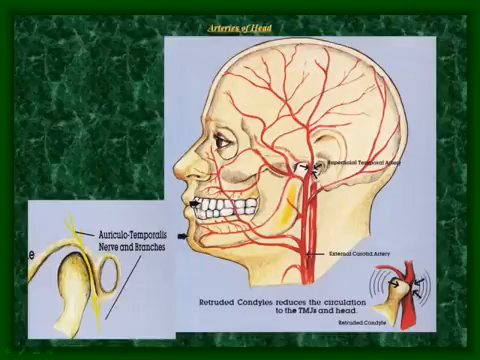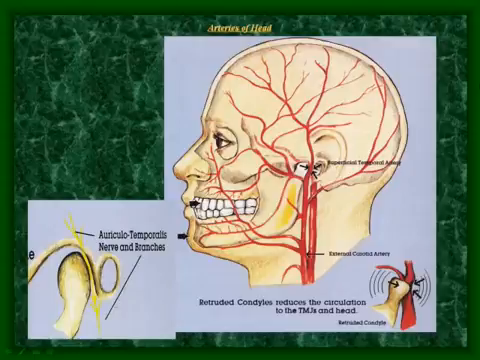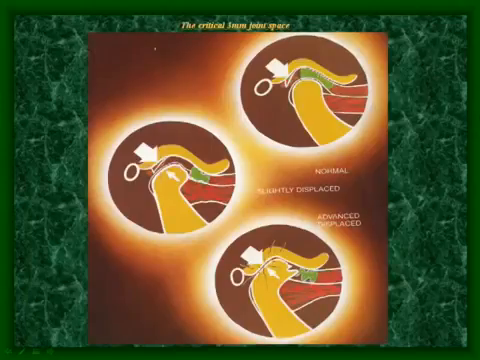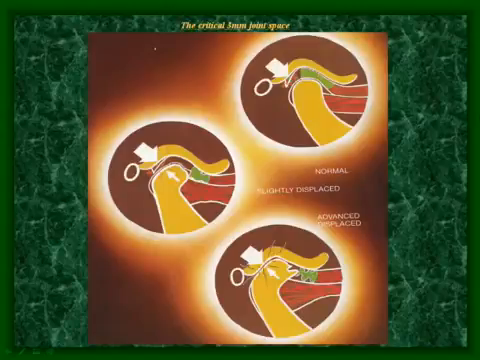TMJ is surrounded by arteries such as the superficial temporal artery and external carotid artery. A retruded condylus, or compression and deformation, reduces the circulation of blood to the TMJ and head, causing headaches. It also affects the surrounding nerves, which include the auriculotemporalis nerve and its branches, causing sudden spasms. Therefore, it is critical to have the 3 mm joint space.